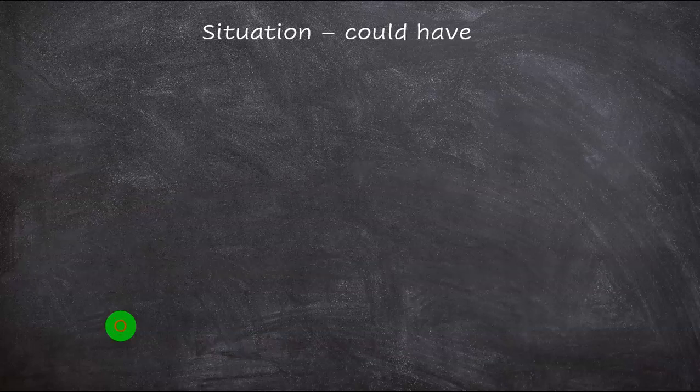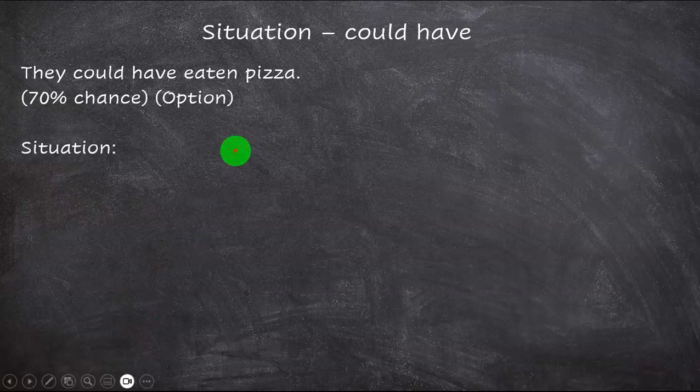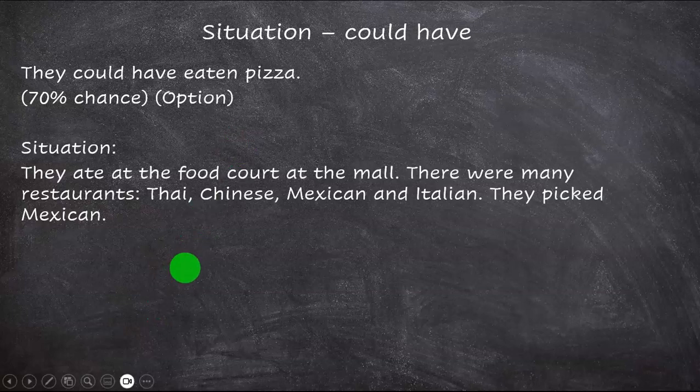Let's move on. Situation with could have. They could have eaten pizza, 70% chance, it's an option. Situation: they ate at the food court at the mall. There were many restaurants, Thai, Chinese, Mexican and Italian, but they picked Mexican, right? They could have eaten pizza, they had a lot of choices, but they chose Mexican. So that's could have with a 70% chance.